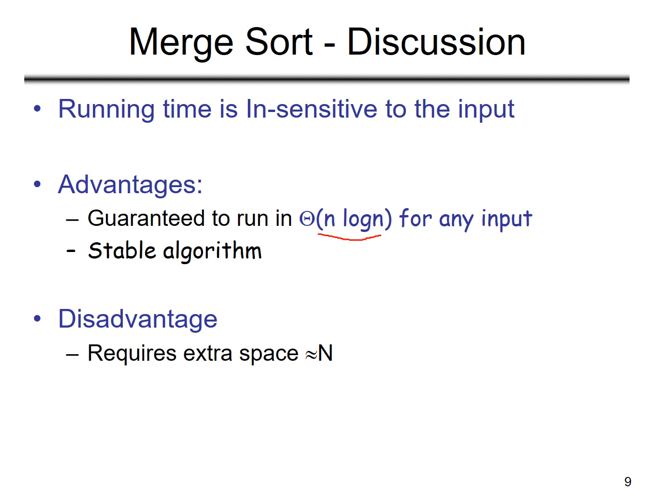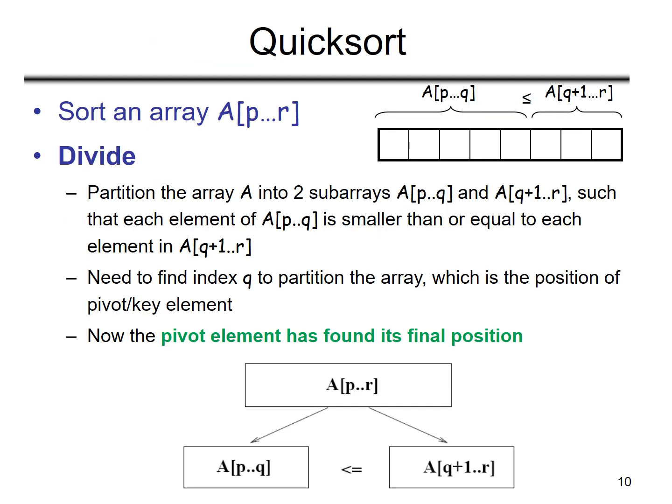But one downside of this algorithm is that it requires an additional amount of memory, n spaces. Why? Because I cannot do merging in place. I need an additional array to perform the merge operation. This is one of the drawbacks of the merge sort algorithm.